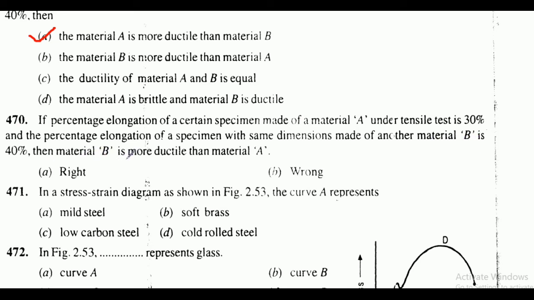Next is, if the percentage elongation of a certain specimen made of A under tensile test is 30%, and the percentage elongation of a specimen with the same dimensions made of another material B is 40%, then material B is more ductile than material A. Is it right or wrong? So here friends, option A is the correct answer, that is this statement is right.